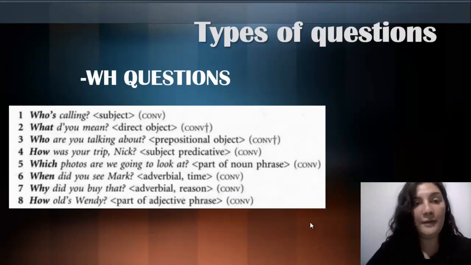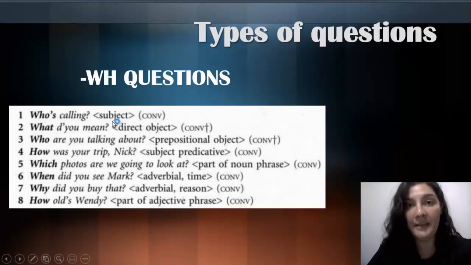Let's see in the first example, who is calling? Who replaces the subject. So the answer for this would be, for example, Mary is calling. Mary replaces who in this case. In the second example, what do you mean? Let's see an example. I mean, you are lying. So, you are lying would be the direct object in that clause.